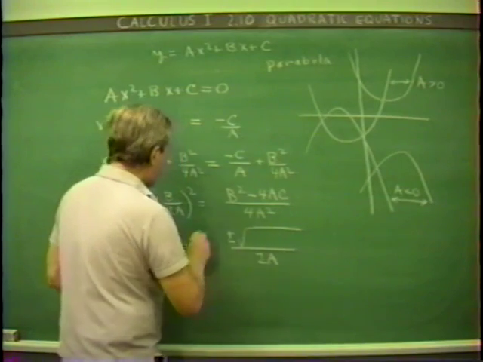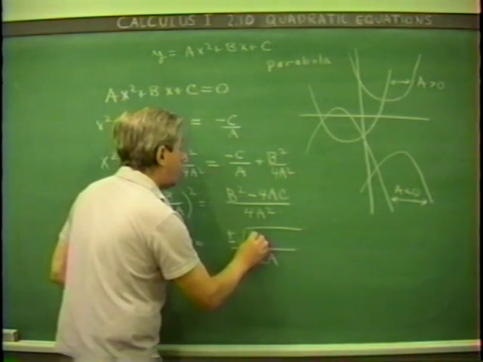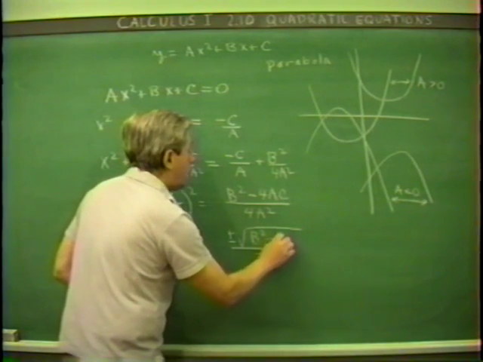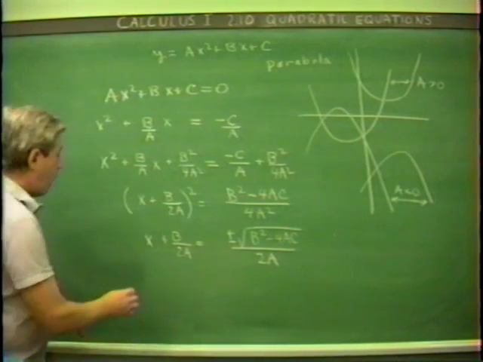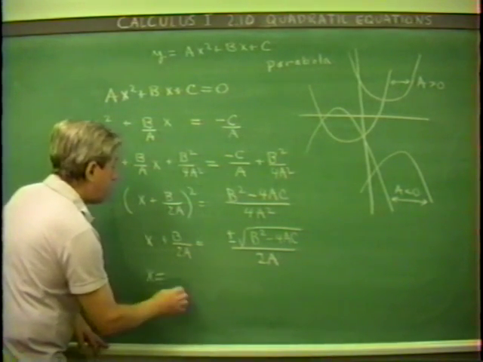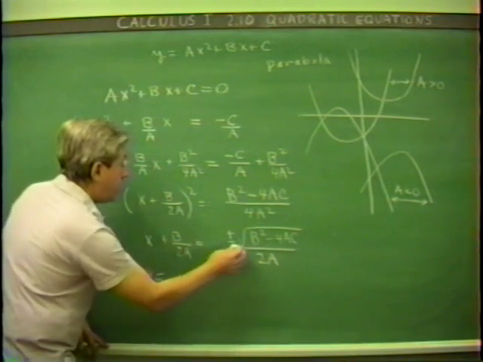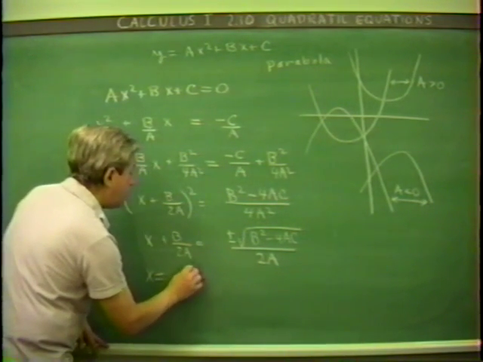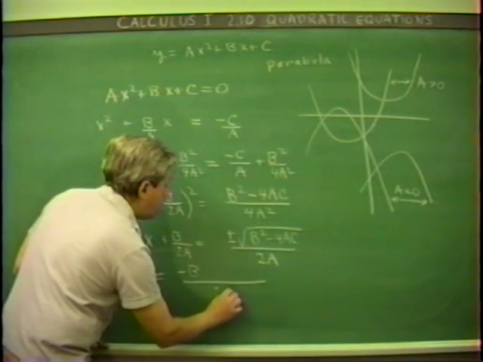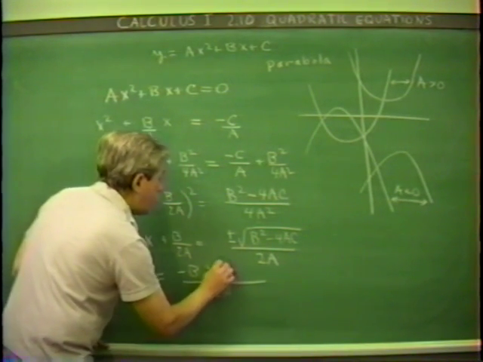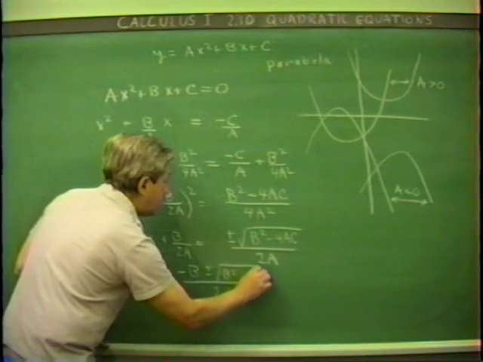Let's say x plus b over 2a is going to be equal to plus or minus the square root of b squared minus 4ac over 2a. And finally then x is equal to, bringing the b over 2a to this side, subtracting it, we get minus b over 2a, we'll put this over the common denominator, plus or minus the square root of b squared minus 4ac.